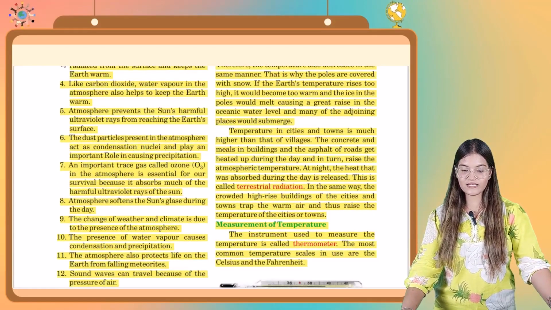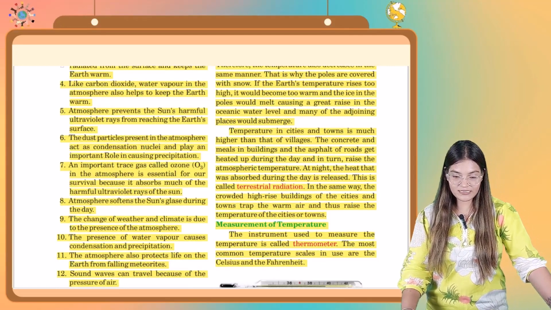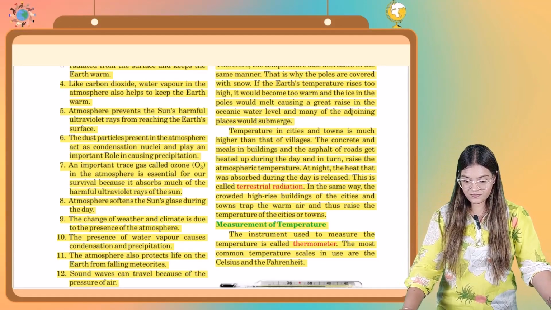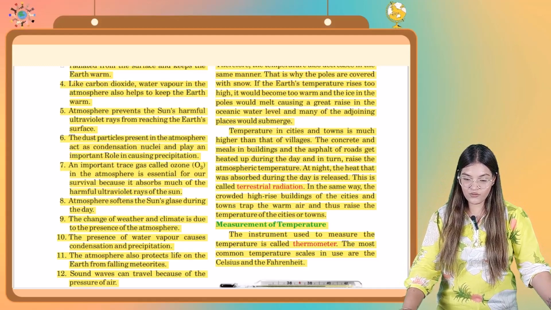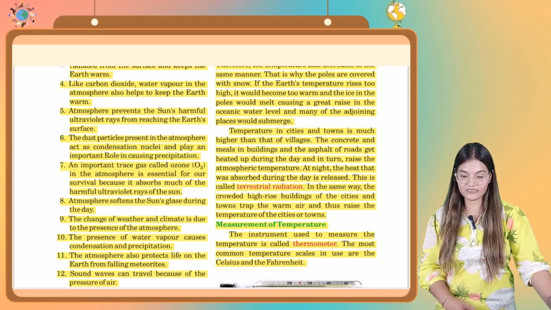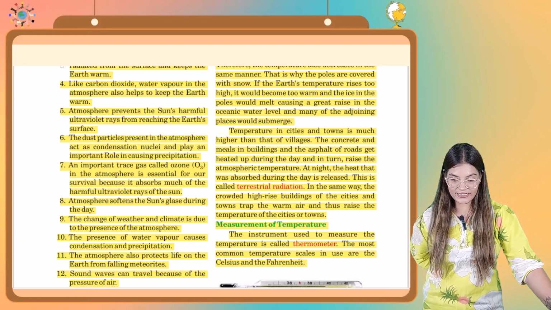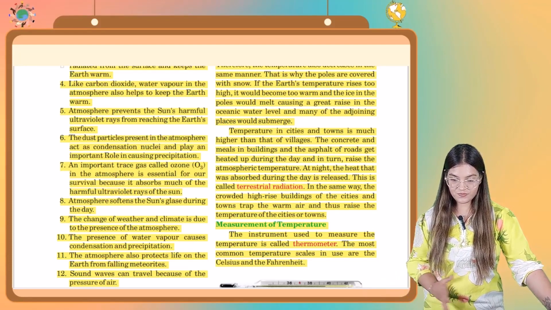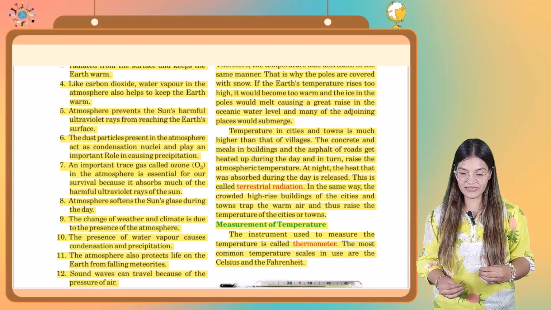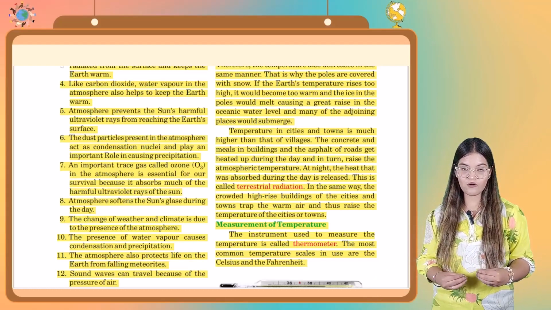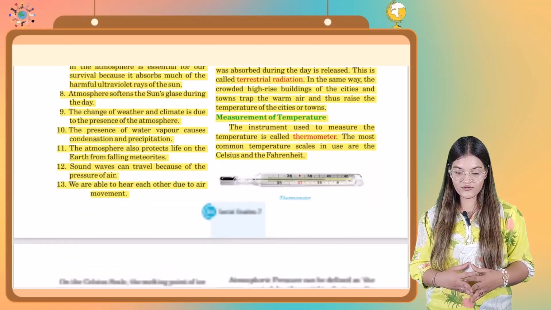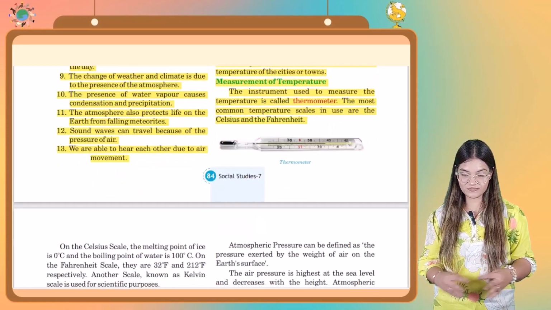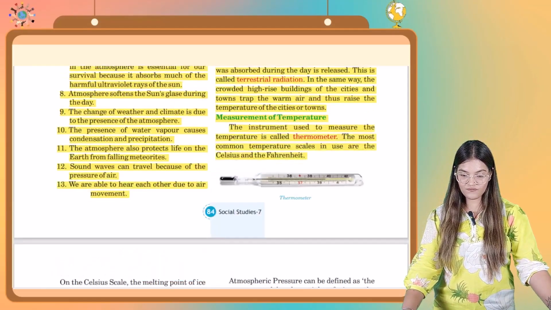Temperature in cities and towns is much higher than that of villages. The concrete and metals in buildings and the roads get heated up during the day and in turn raise the atmospheric temperature. At night, the heat that was absorbed during the day is released. This is called terrestrial radiation. In the same way, the crowded high-rise buildings of the cities and towns trap the warm air and thus raise the temperature of the cities or towns.